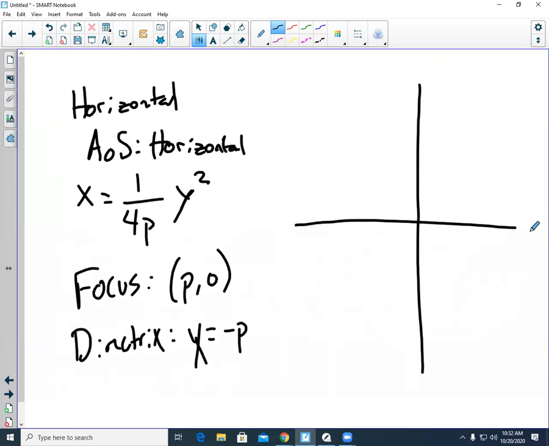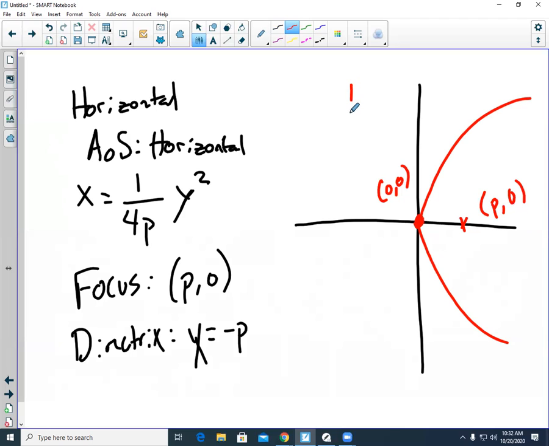Okay, so this is going to look like this, where I'm going to have a vertex at 0, 0, just like we did on the last one. The standard one, the one that's positive, is going to open this way. So this is still going to have 0, 0. The focus is going to be the point p, comma 0. And then the directrix is the line x equals negative p.